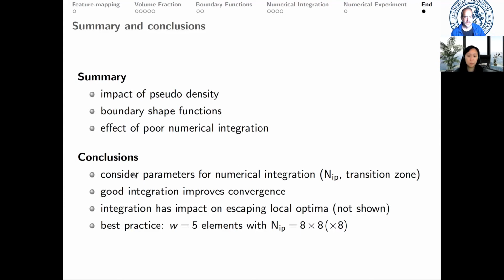As a conclusion, I think we shall really always be aware of what parameters we use. So that means for numerical integration, which transition zone we use, and which number of integration points we want to pay the effort for, because it becomes expensive. Also give these numbers in publications. But when we do it well enough, in our experience, we improve convergence by better numerical integration, and we can even escape poor local optima. So we can get better solutions by better numerical integration. And this, you ask, is our best practice value.